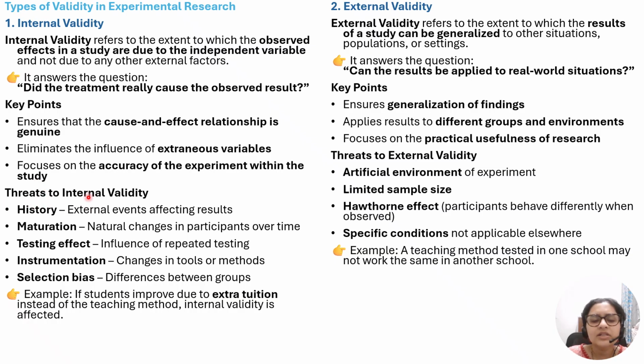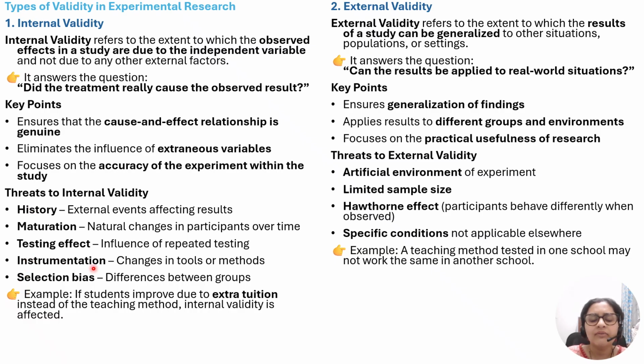What are the threats to internal validity? History, in the sense that external events affect the results. Maturation: natural changes in the participants over time. See, a person cannot be stable. A person's nature is dynamic; it keeps on changing with respect to his environment. So these natural changes in the participants over time pose a threat to internal validity.